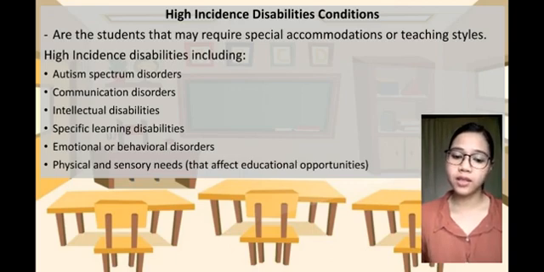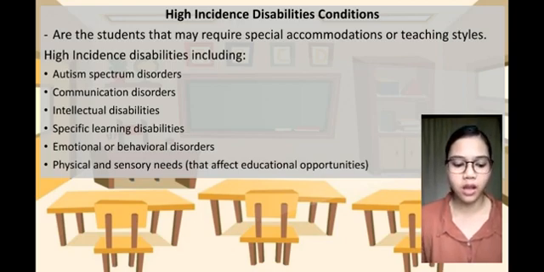High incidence disabilities conditions are those students that may require special accommodation or teaching styles. According to Friend and Borsuk 2012, students with high incidence disabilities have the following characteristics. First, they are often hard to distinguish from students without disabilities, especially in non-schooling settings. Second, they often display a combination of academic, behavioral, and social problems, but they meet the same standards as students without disabilities when highly structured interventions are put into place.